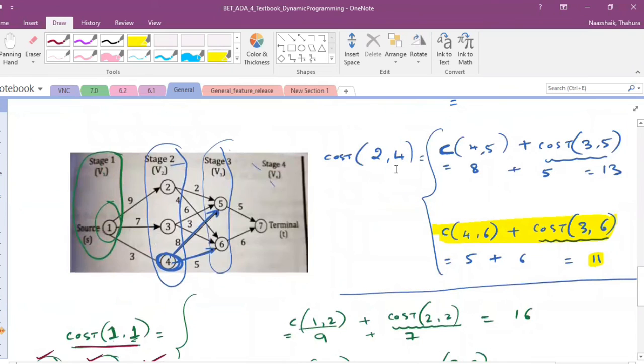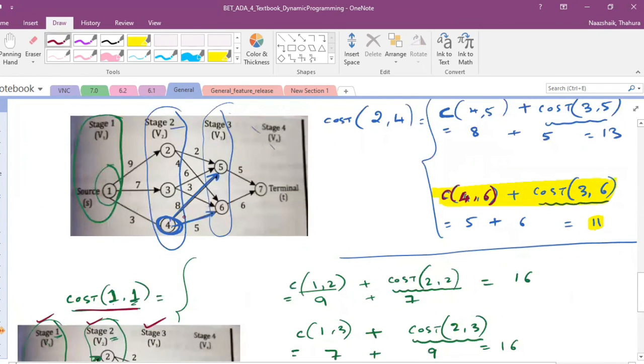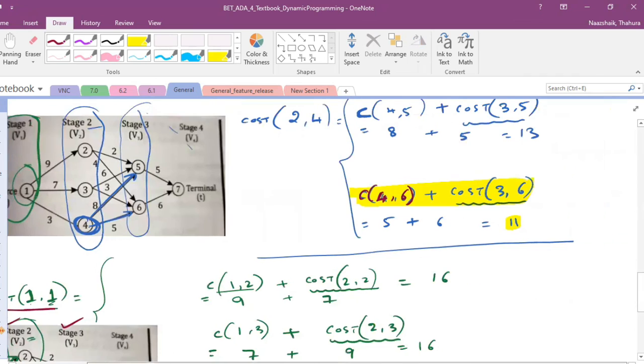So you should go back and see how did you evaluate cost 2, 4? You said this is the minimum. So you pick this edge, cost C4, 6. That means this edge you picked, 4, 6. And then there was some path, right? You know that this direct edge you picked, right? Whereas this is some path, you don't know what that is, right?